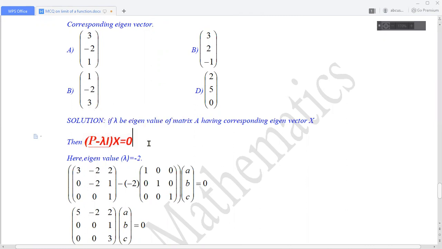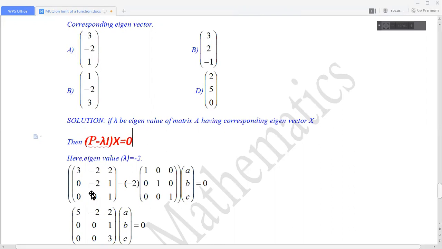one very important formula. It is called the characteristic equation. Here the matrix is P, so the characteristic equation is (P minus lambda I) times x equals 0. We have to remember this characteristic equation while solving the questions related with the eigenvector and eigenvalue. P minus lambda I times x equals 0.